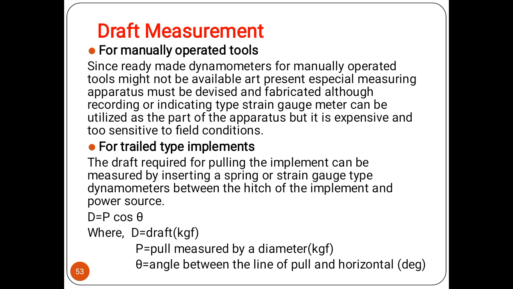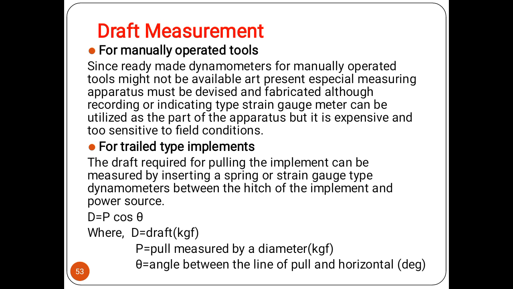So for manually operated tools, a ready-made dynamometer might not be available at present, so the measuring apparatus must be devised and fabricated. Although the recording or indicating type strain gauge meter can be utilized as a part of the apparatus, it is expensive and too sensitive for field conditions.